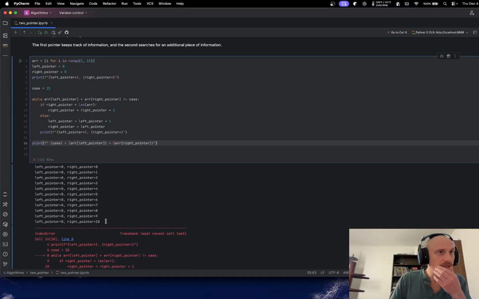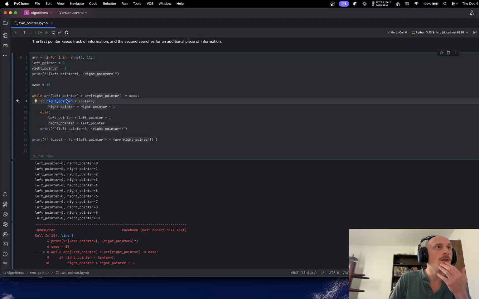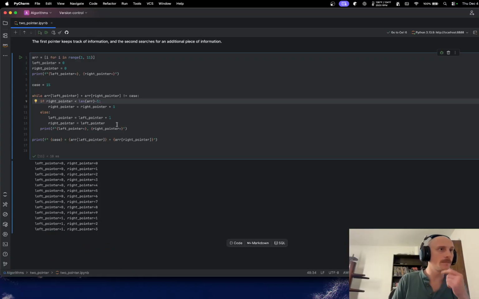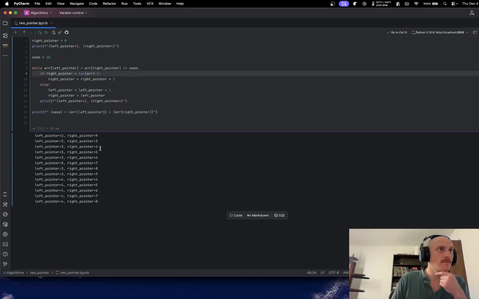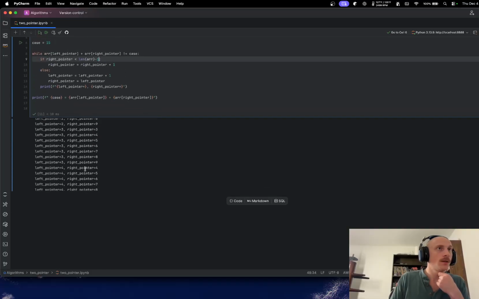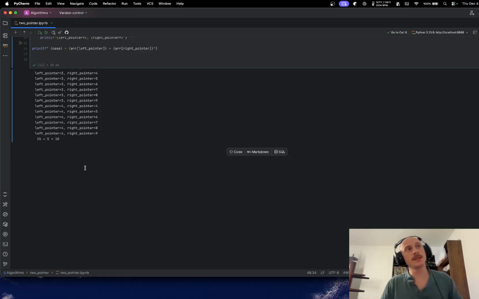And if you do have the question here of why are you doing this, this doesn't really make any sense. All right, list index out of range. Okay. Yep. So there we go. 15 is equal to 5 and 10. That's the first combination of two numbers in our array that equals 15.